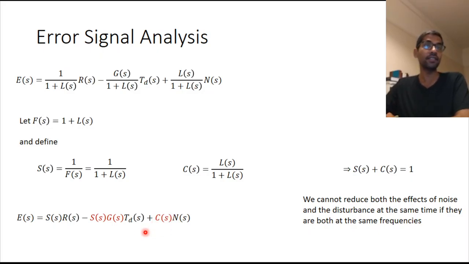Now what this tells us is, if I try to reduce the effect of noise on the error, what's going to happen? I reduce C. But if I reduce C, S is going to become high. Which means the effect of disturbance on the error is going to be higher. Now if I reduce S so that I can reduce the disturbance, then the effect of noise increases. So we cannot reduce the effects of noise and disturbance both at the same time in this system.